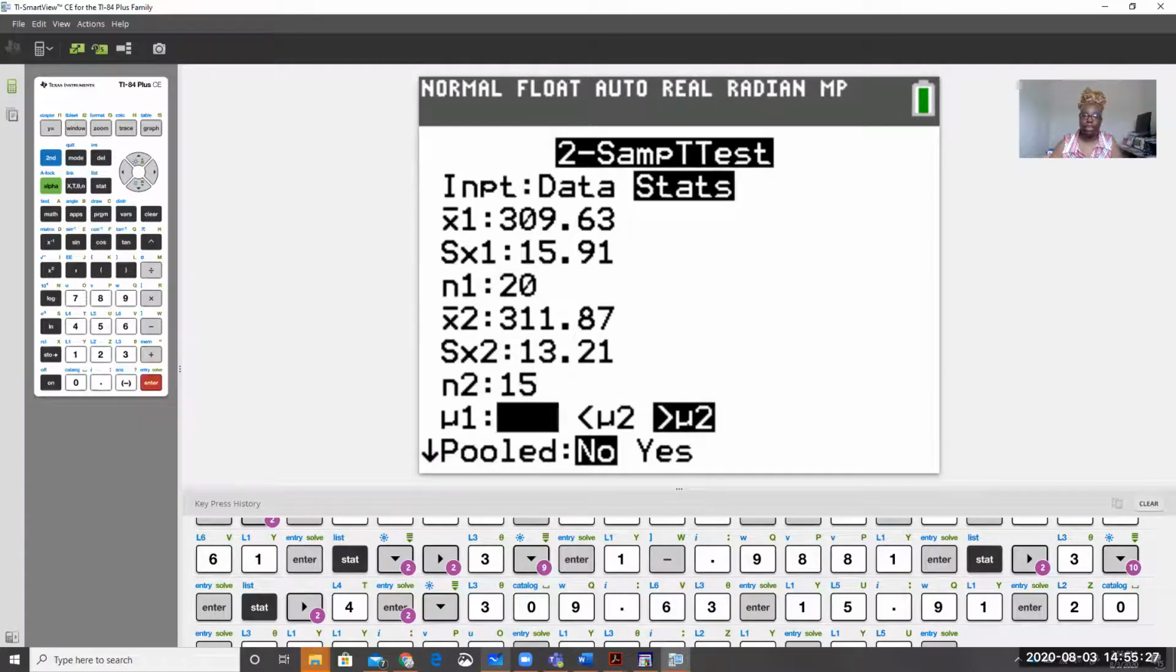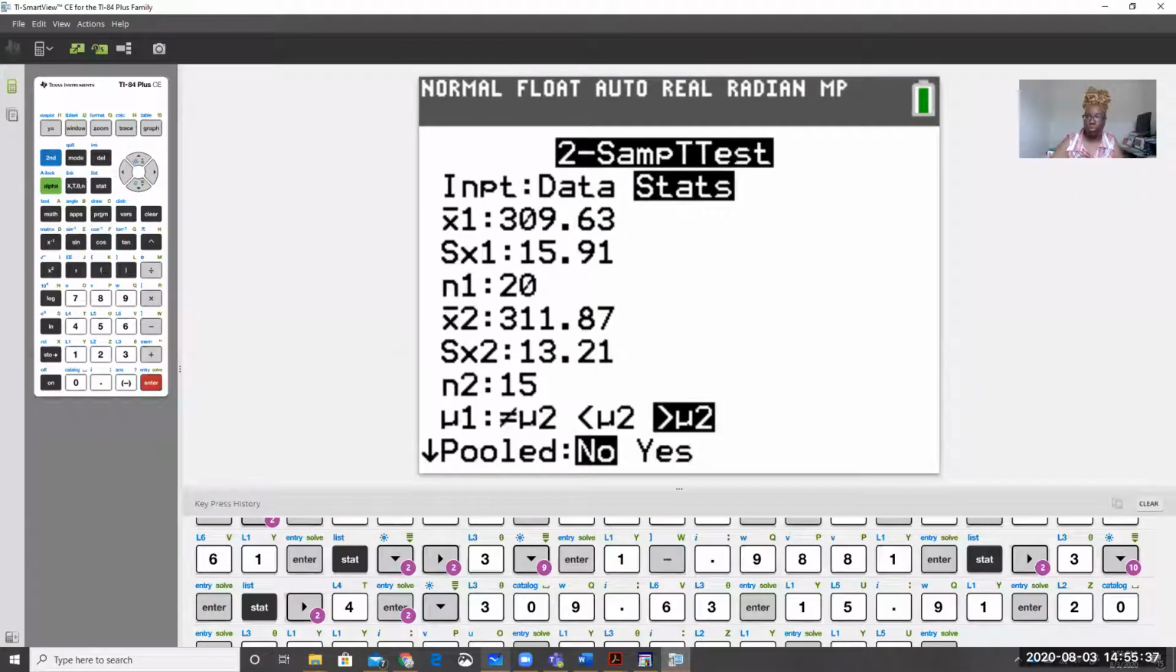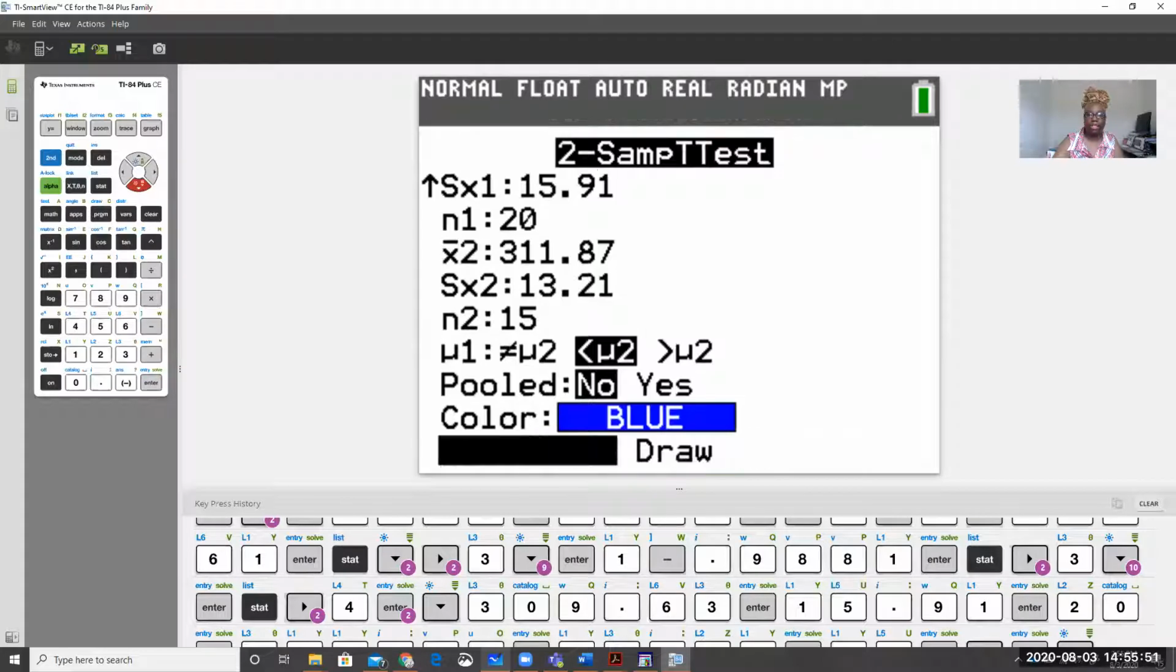As you can see, our original alternative was mu sub 1 is less than mu sub 2. So for mu sub 1, we need the less than mu sub 2. Do not worry about pooled data. We're not using pooled data, so that's a no. All right, now let's go down to calculate.